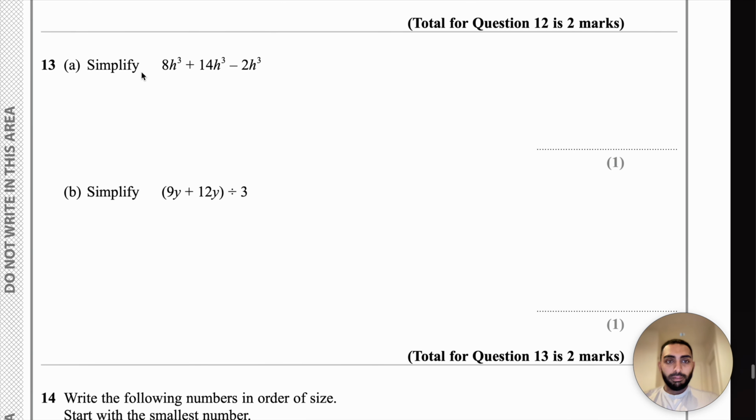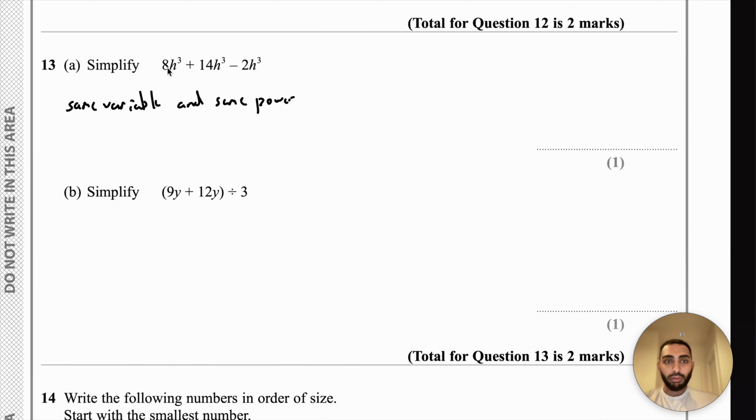Question 13. Simplify 8h cubed plus 14h cubed minus 2h cubed. Whenever you're collecting like terms, you're looking for the same variable, and you can see all of these are h's, and you're looking for the same power. So it's the same variable and the same power. That means you can add them or you can take them away from each other.